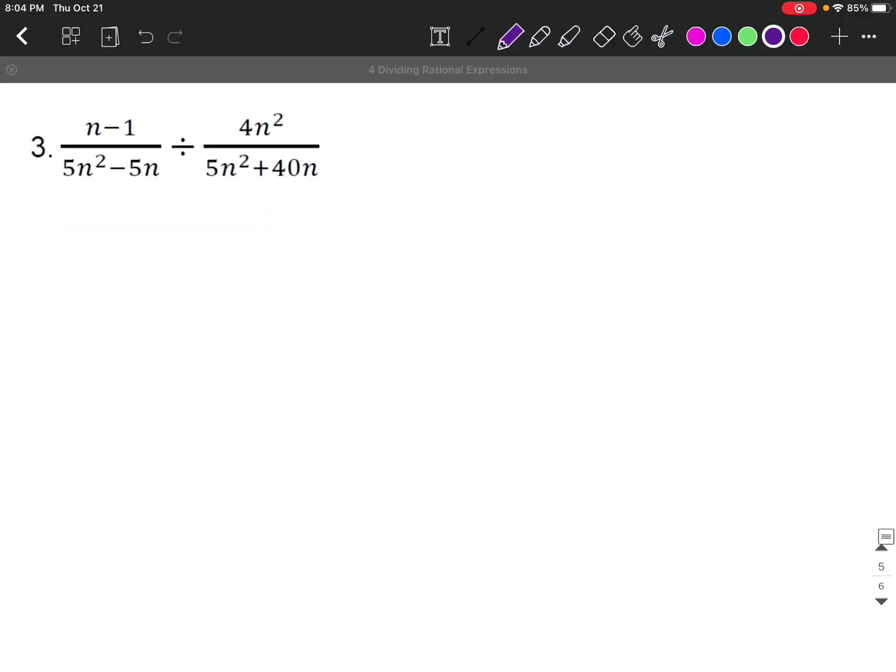Okay, guys, here's another one. So the first step, we keep the first fraction, n minus 1 over 5n squared minus 5n. Change the division to multiplication. Flip the second fraction. So now it's 5n squared plus 40n all over 4n squared. Now we're going to factor. N minus 1 doesn't factor.